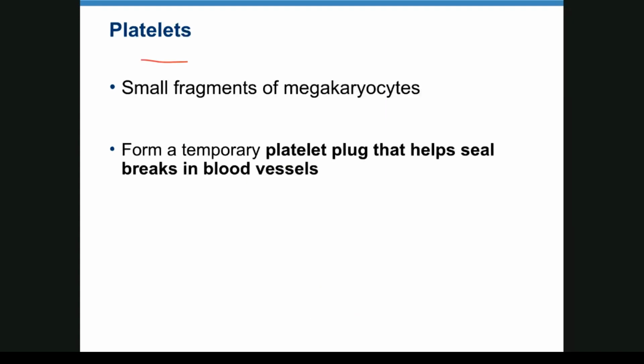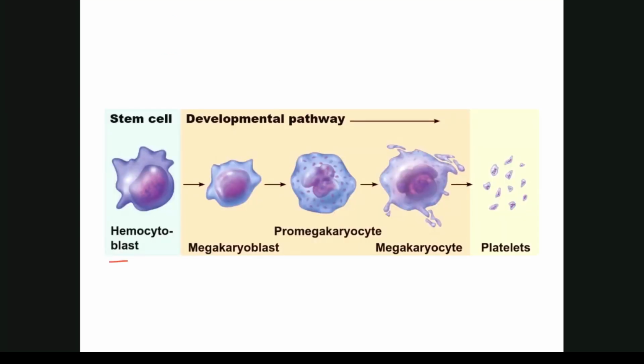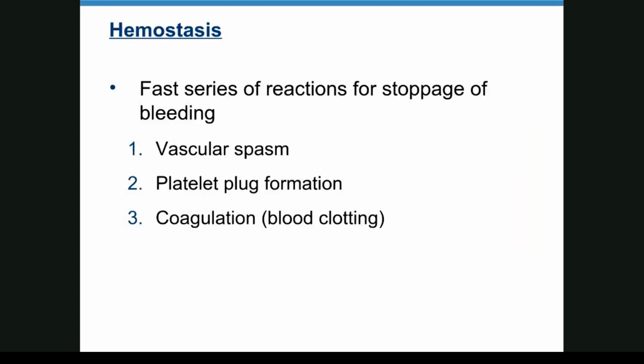Platelets are small fragments of megakaryocytes. They form a temporary plug, a platelet plug, that also seals breaks in blood vessels. Platelets are also thrombocytes. So here's your hemocytoblast becomes a megakaryoblast, megakaryocyte, and then platelets are just little sections of it. Hemostasis means stopping blood, and it's 3 steps: vascular spasm, platelet plug formation, and coagulation.